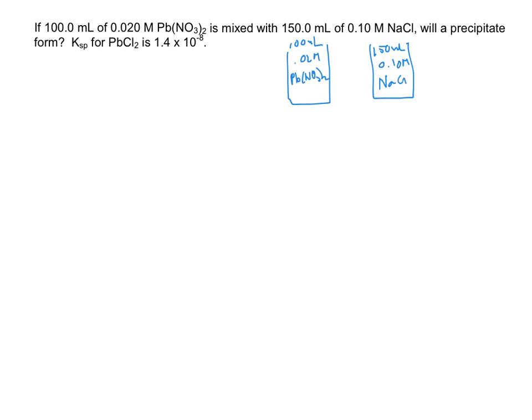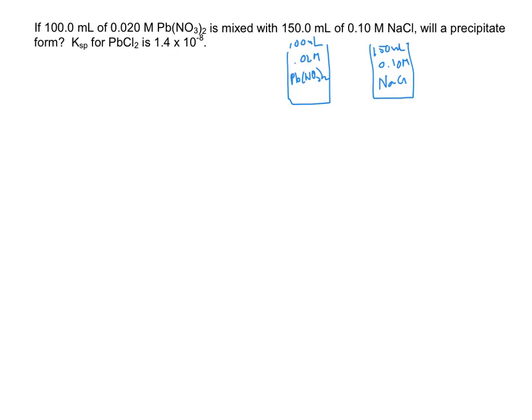Now, if I mix those two together, lead nitrate and NaCl, if a precipitate forms, what precipitate would that be? So if I mix those two together, one of the products would be NaNO3, sodium nitrate. That's very soluble. That would never precipitate according to the solubility rules. Remember, you need to know that one rule. The other one is PbCl2, which actually is slightly soluble, or, in other words, insoluble.